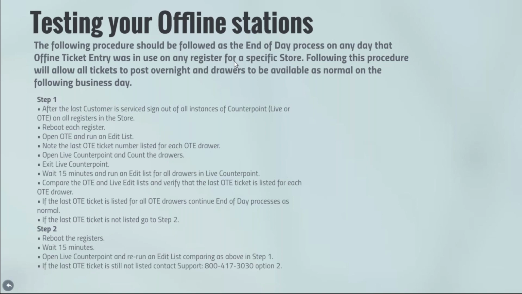Compare the offline ticket and live edit lists and verify that the last offline ticket is listed for each offline drawer. If the last offline ticket is listed for all offline drawers, continue your end of day process as normal, as you normally process that. If the last offline ticket is not listed, then you'd move on to step two, which is rebooting the registers, waiting approximately 15 minutes, opening your live version of Counterpoint, and rerunning that edit list, comparing as above in step one. If the last offline ticket is still not listed, please call us so we can help with that.